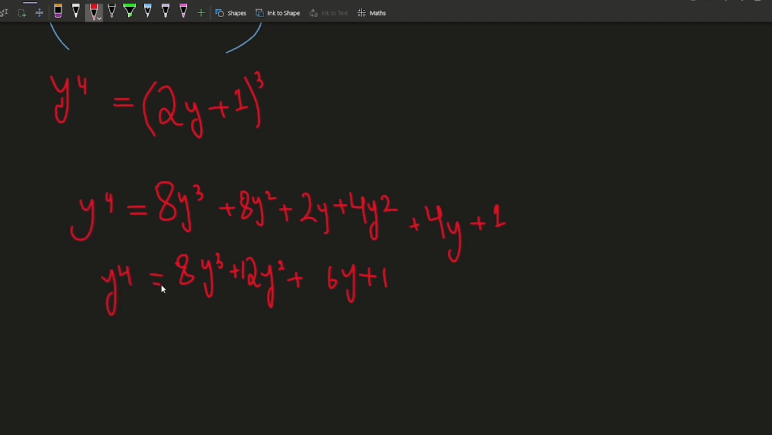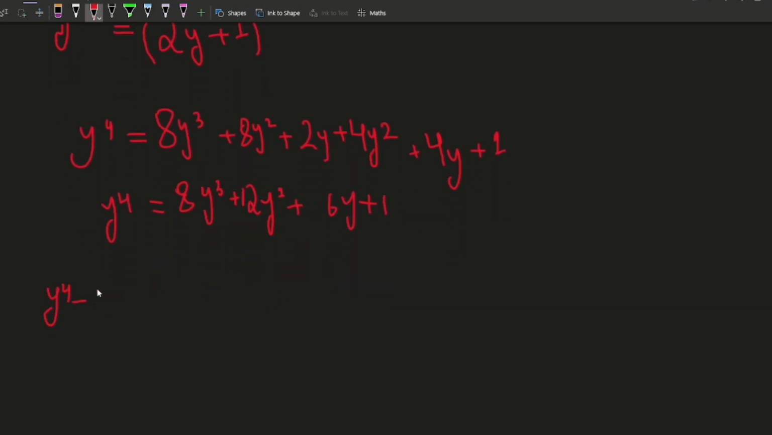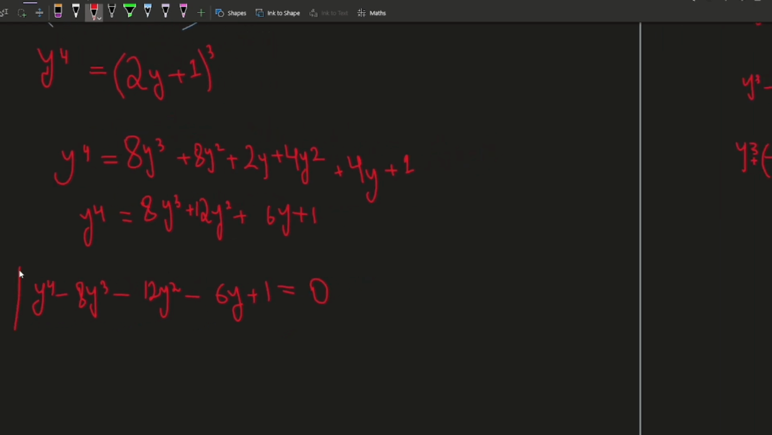Now let's make them a single equation equal to 0 by taking everything to the other side. So this would be y to the power 4 minus 8y to the power 3 plus 12y square plus 6. Okay, my bad. This will be minus 12y square. This will be minus 6y, not square, and plus 1. And all of this equals 0. This is our equation.